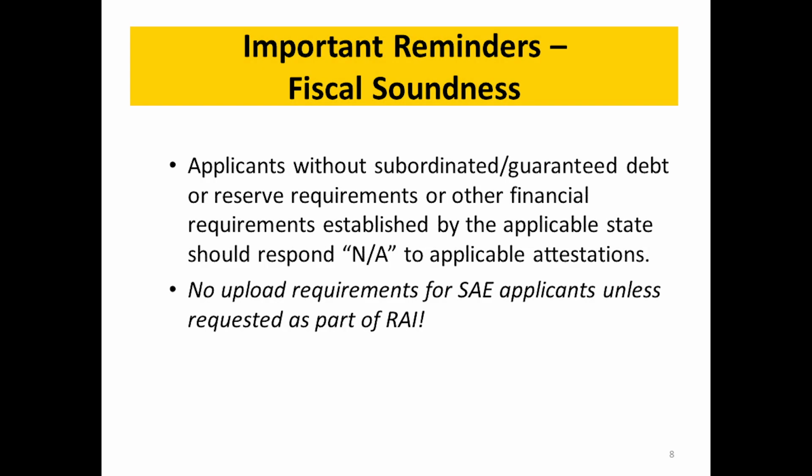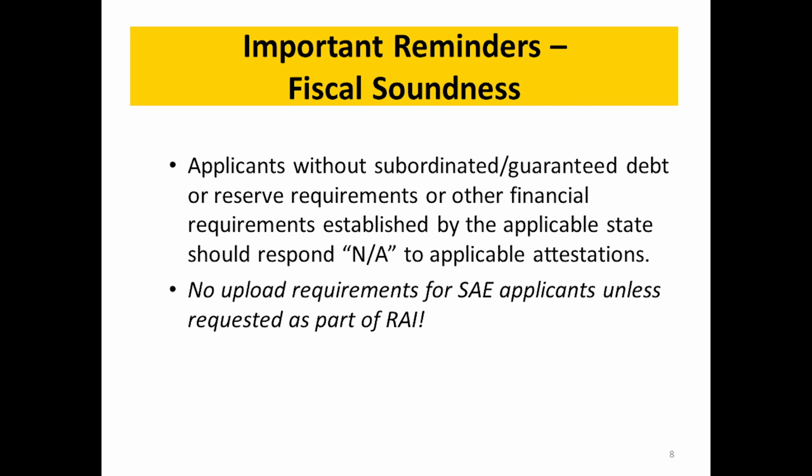There has been some confusion among new PACE applicants regarding answering two attestations where NA is an option. These attestations include 1. Applicant agrees to provide CMS a copy of the signed subordinated guaranteed debt attestation form for each financial reporting period if applicable, and 2. Applicant agrees to provide any reserve requirements and other financial requirements set by the state in which the applicant proposes to operate its PACE program and any supporting documentation necessary to demonstrate how the applicant meets these requirements if applicable.